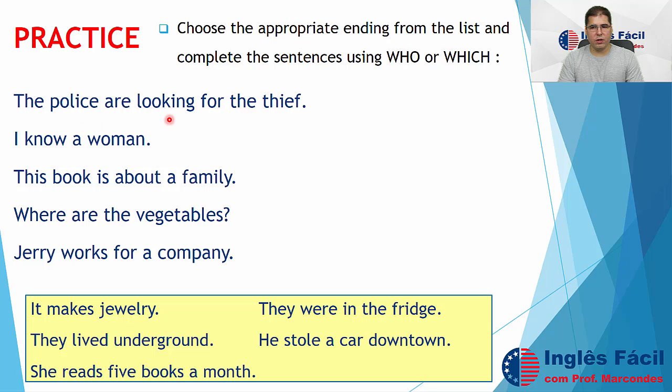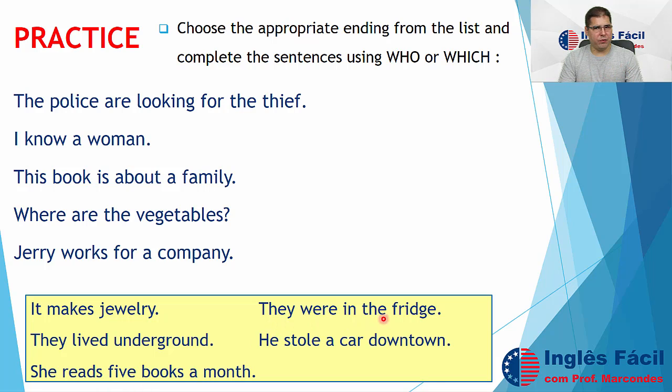The police are looking for the thief. Now, how can we end this sentence? How can we give information about the thief? Now, it makes jewelry. The thief makes jewelry. Doesn't make much sense, right? They lived underground? No. A thief is only one person, right? Not they. She reads 5 books a month. It's possible, of course. A thief could be a girl. But then it doesn't make sense, right? A thief who reads 5 books a month? It's possible, but that's not exactly the ending we are looking for, right?